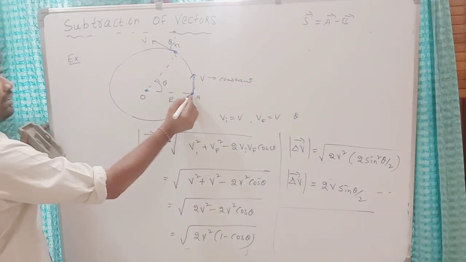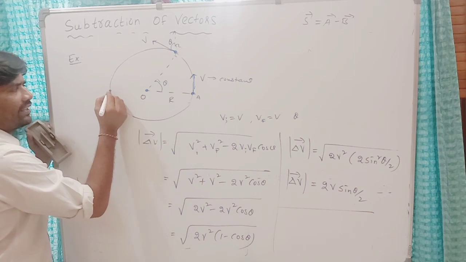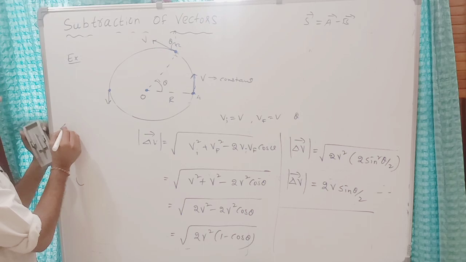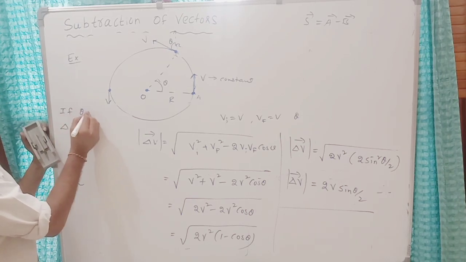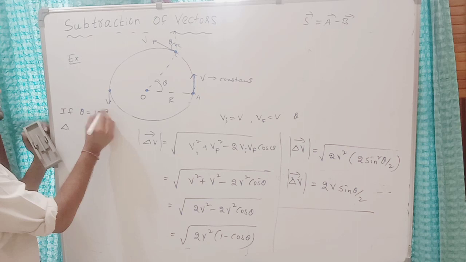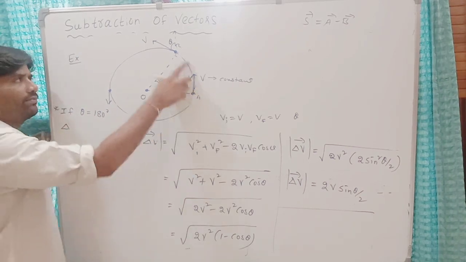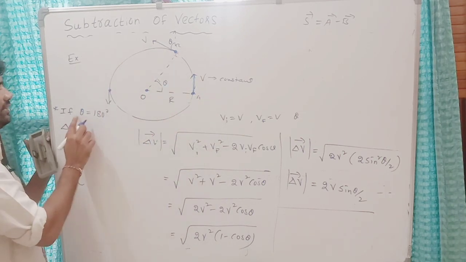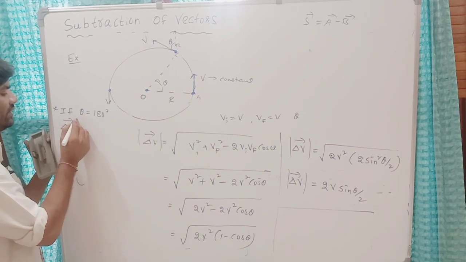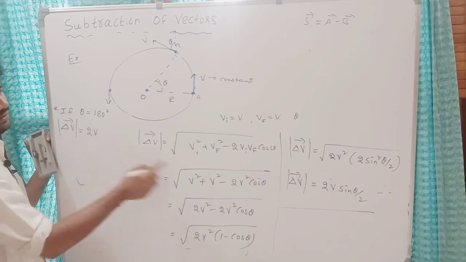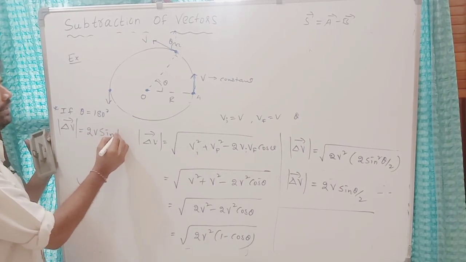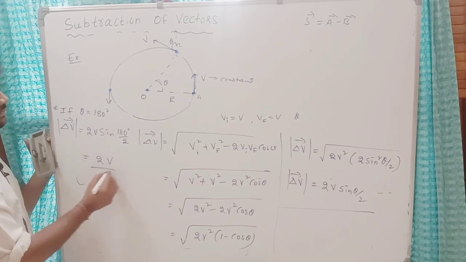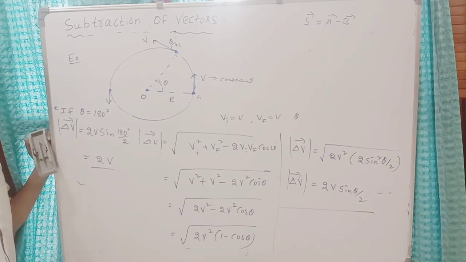So if the particle reaches exactly the diametrically opposite point, here the velocity is like this, then the angle of revolution is 180 degrees, if the particle completes half of the revolution from the starting point. If theta is 180, the change in velocity is 2v sin 180 by 2. It means sin 90, which gives 2v. Change in velocity is 2v.